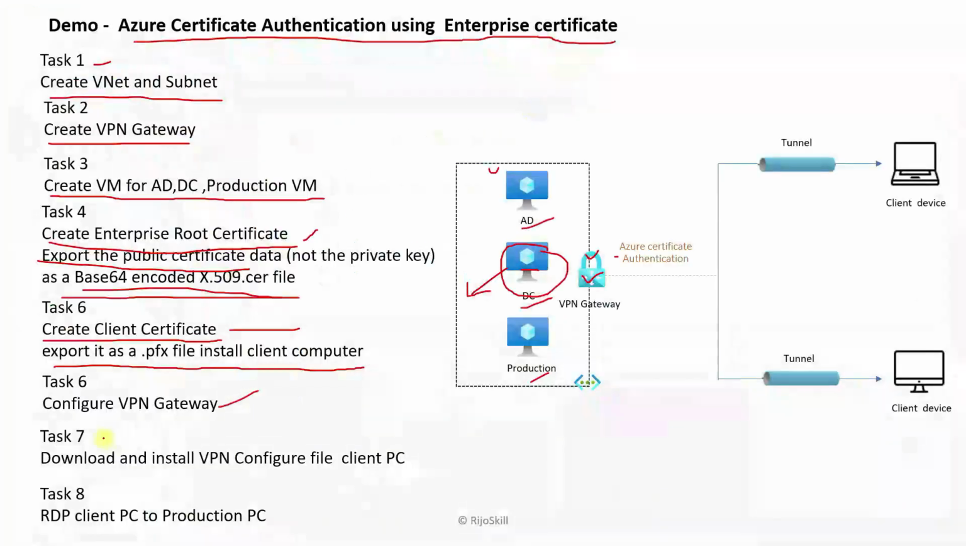Okay. See, now we complete task 7, and we have connected our client PC. So now we connect our production VM to our client device. Okay, both are connected. So we use the enterprise certificate to connect to our production virtual machine through our client device. So now you understand how we can install our enterprise certificate authority, how we can configure the VPN point-to-site configuration, and how we can connect. So now I wind up my topic.